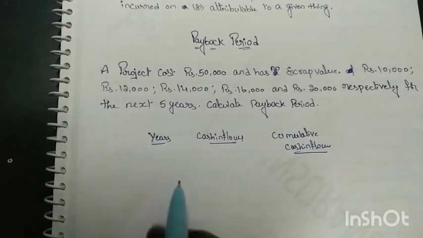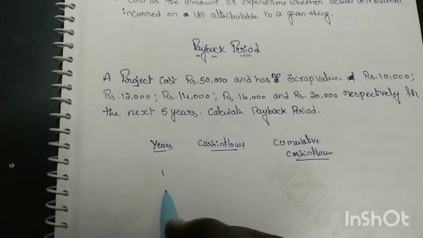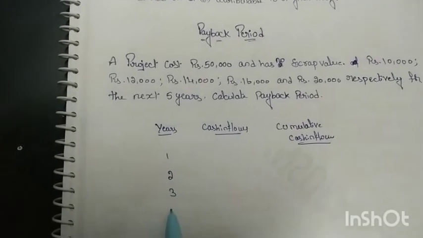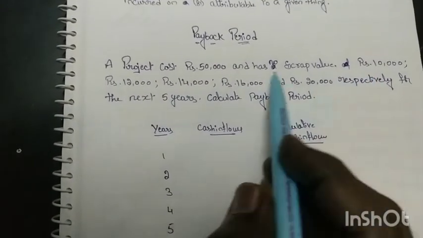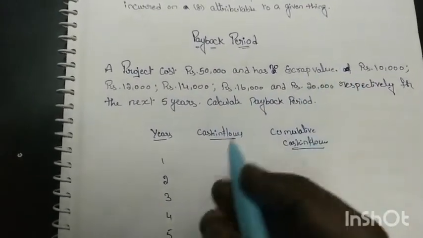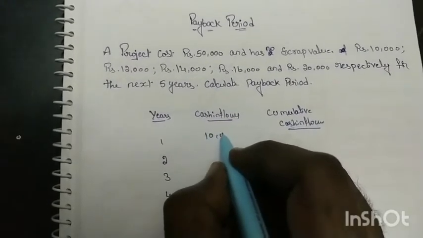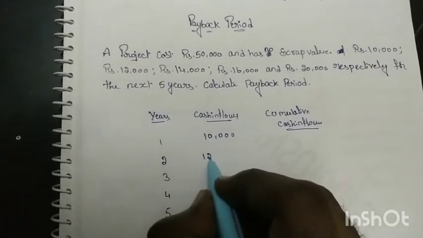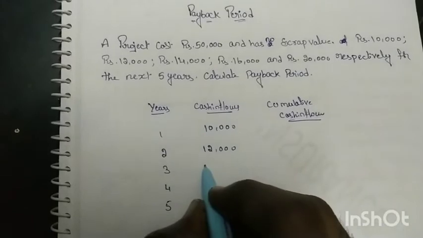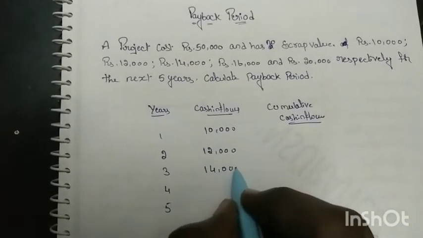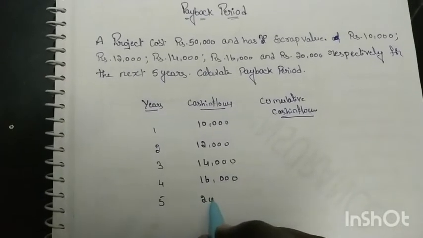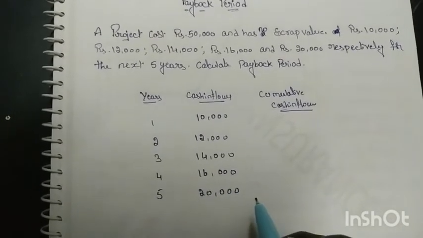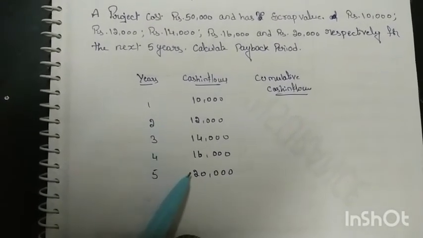Now years, you are having 5 years, so write the years as 1 to 5. Now cash inflows, whatever the cash inflows they have given in the problem, write them. So for the first year it is 10,000, second year 12,000, third year 14,000, fourth year 16,000 and the fifth year 20,000. Now we have written the information given in the problem, that is years and cash inflows.